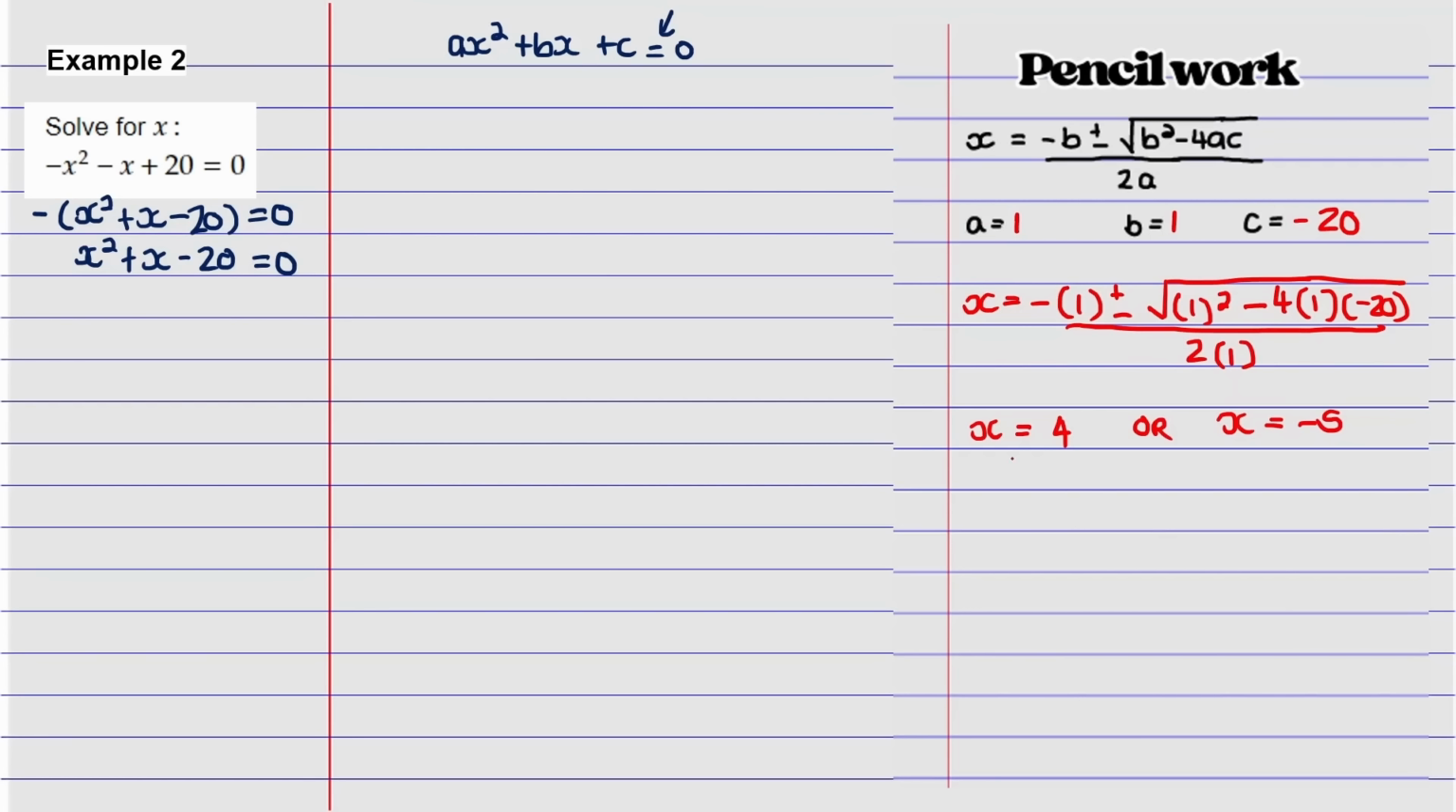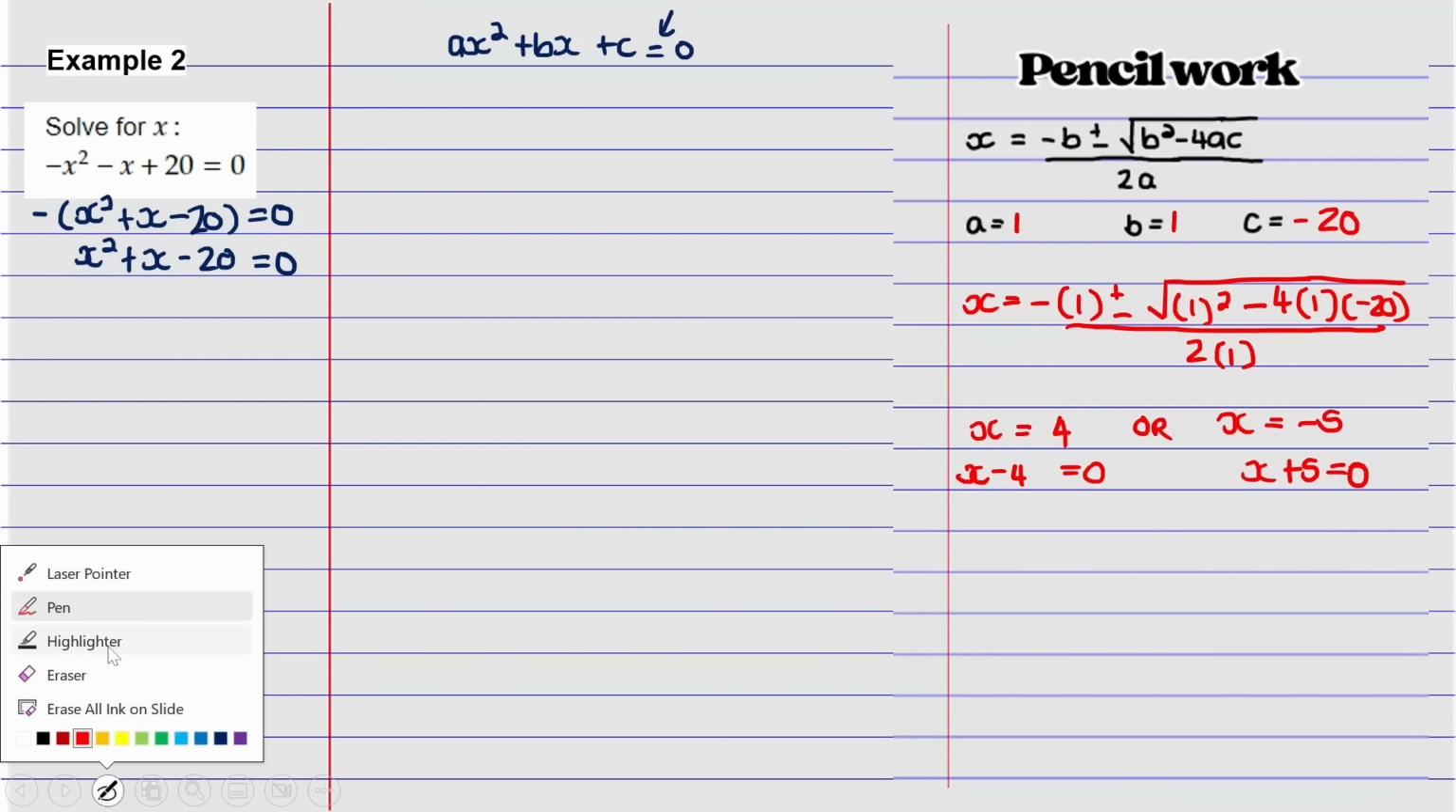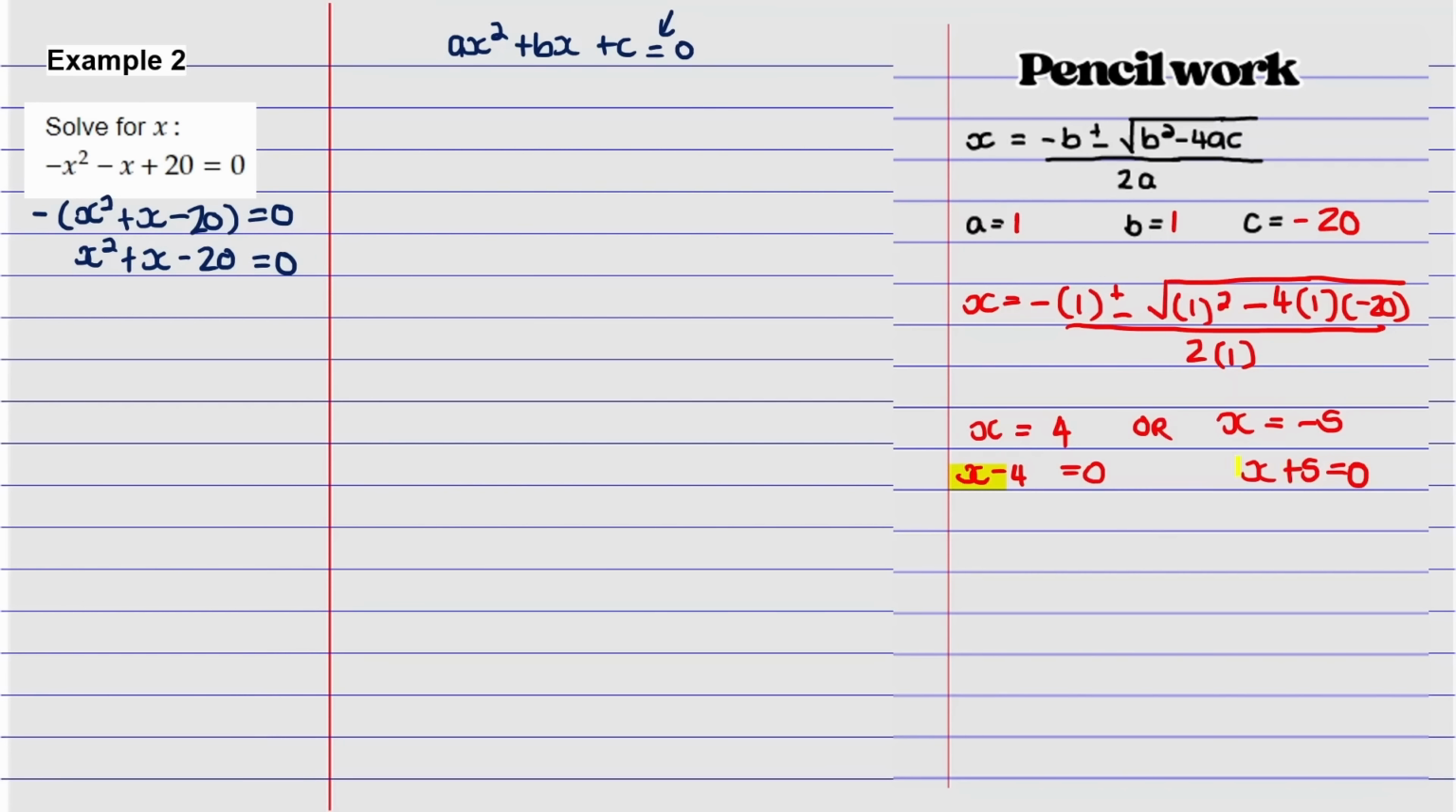So that's sorted. Now we need 2 brackets. I'm going to take the 4 to the other side, so it's going to be x minus 4 equals 0, or here it's going to be x plus 5 equals 0. These two are going to be your 2 brackets.